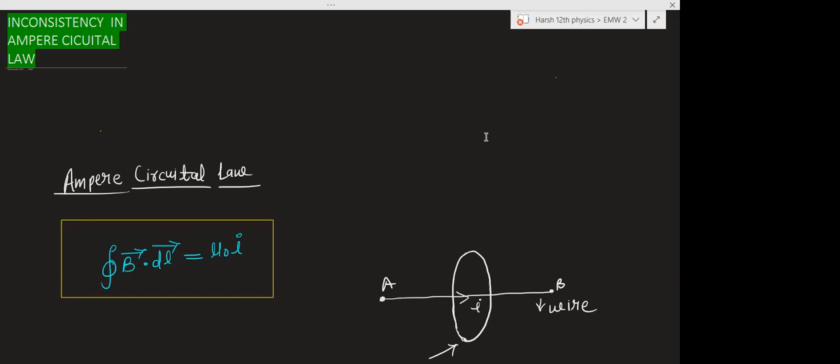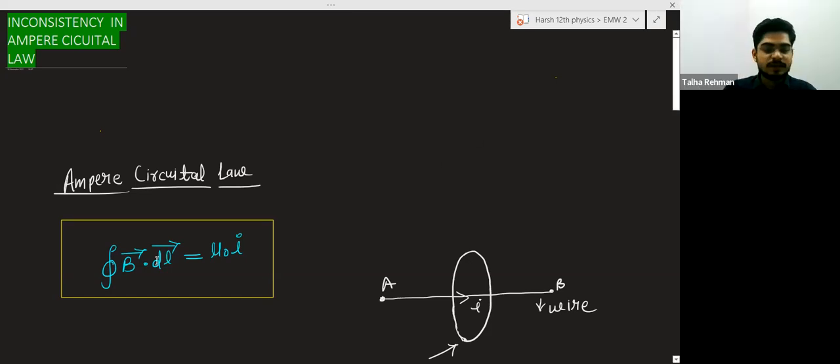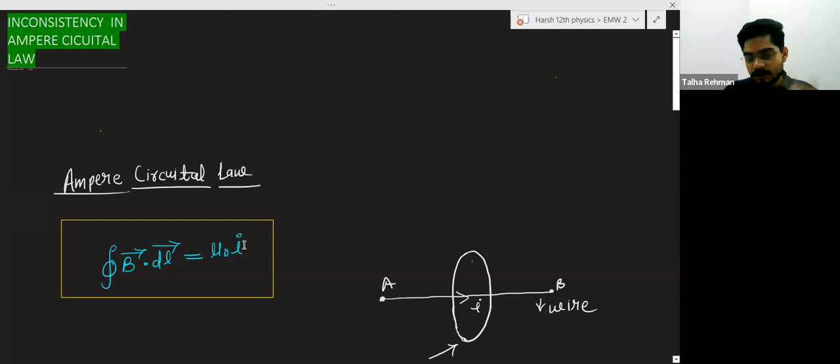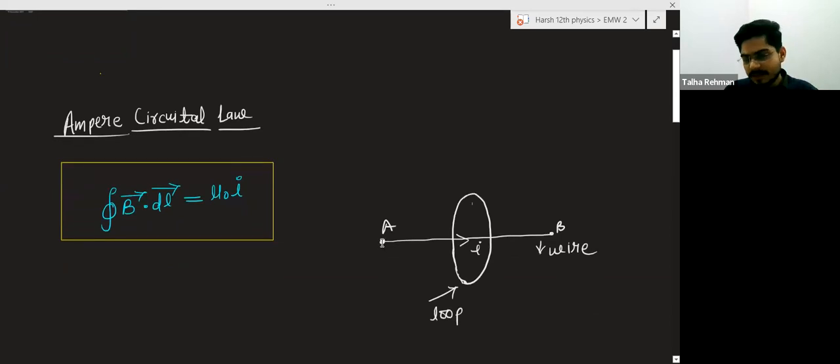We know Ampere circuital law says that the line integral of the magnetic field along a closed path is equal to mu naught times the current enclosed by the closed path. For example, this AB is the wire, and this is a closed loop around this wire, or you can say an Amperian loop. When you apply Ampere circuital law here, the current is like this.